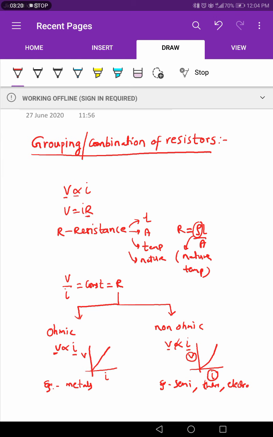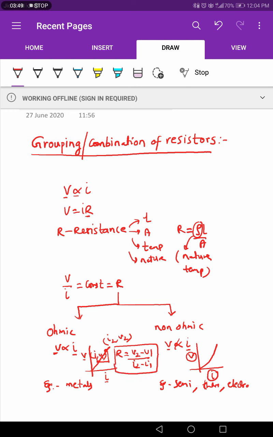The importance of the voltage and current graph is that from its slope we can find the resistance. Resistance R equals V2 minus V1 by I2 minus I1, where V2, I2 and V1, I1 are points on the graph. On a straight line we take two points, this being I2 and V2, and this being I1 and V1. We use this formula to find the resistance.